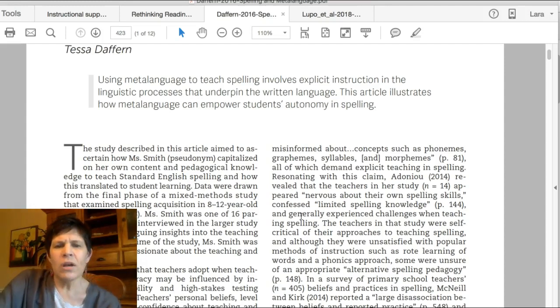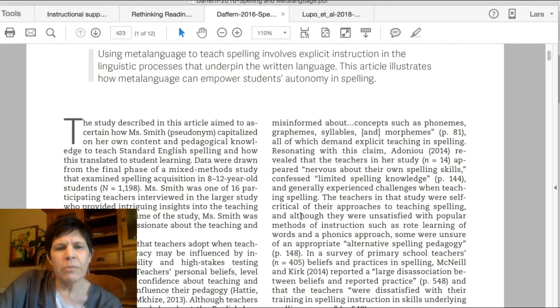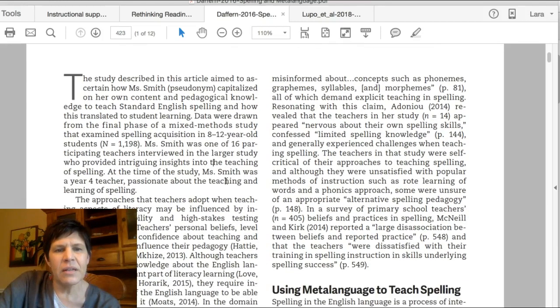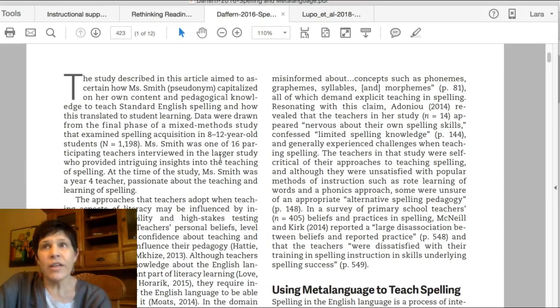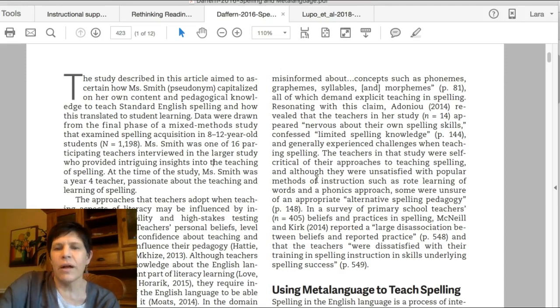It's also looking at that intermediate into middle level range. So it's looking at spelling acquisition among almost 1,200 8 to 12-year-olds. Or actually, this paper was drawn from a study that included that many participants, and it focuses on, I believe, one teacher that was among 16 in a larger study. That's one thing that you will see in many pedagogical articles, that they're reporting portions of data from a larger study. And that's the case with this one.